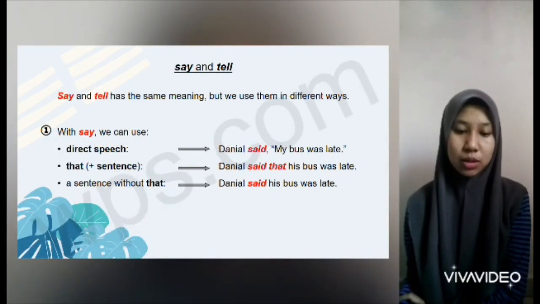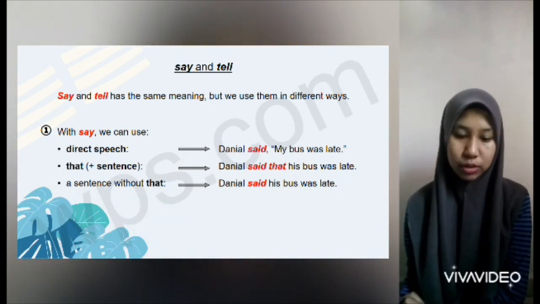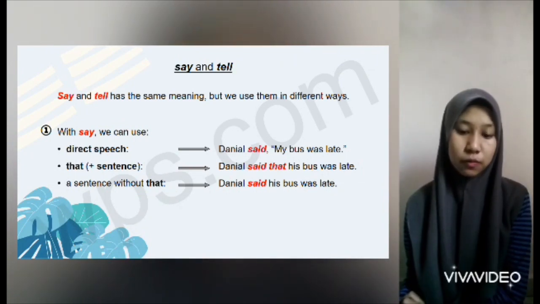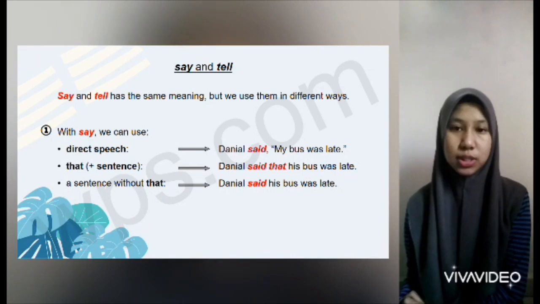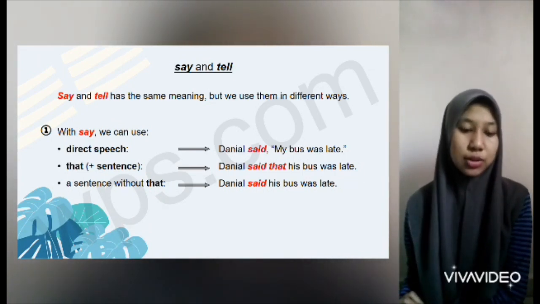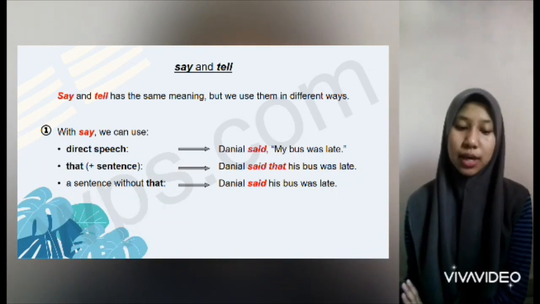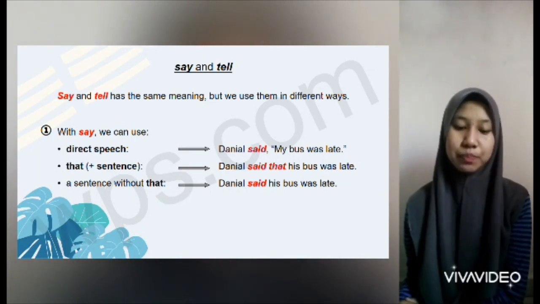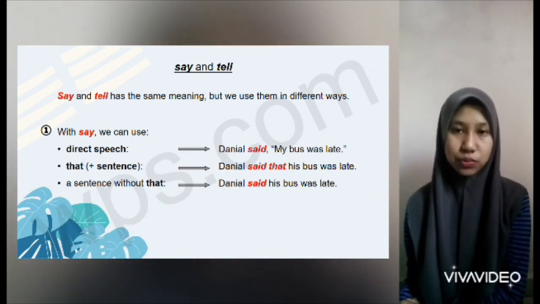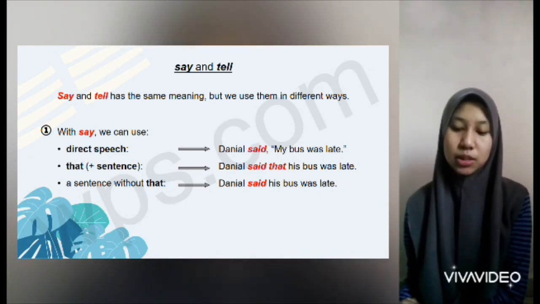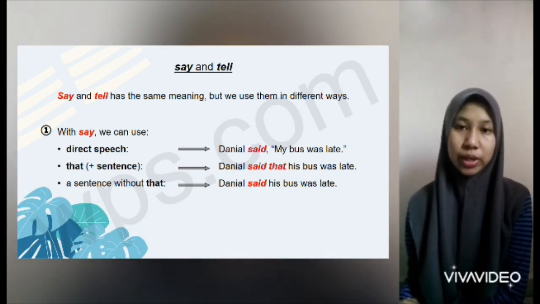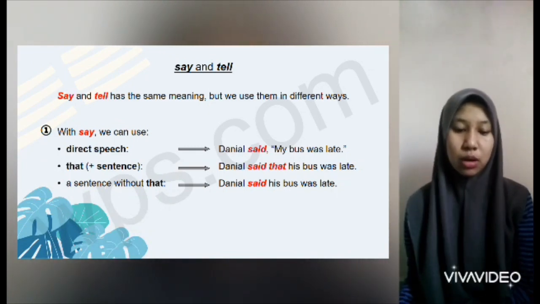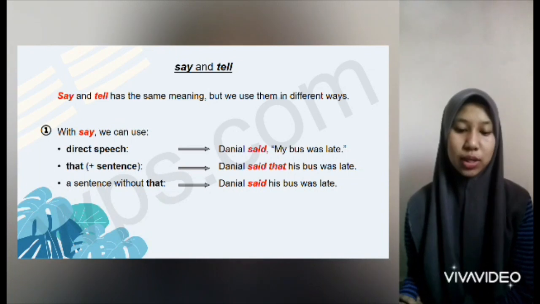Say and tell. Say and tell have the same meaning, but we use them in different ways. With the word say, we can use direct speech. For instance, Daniel said, "My bus was late." And we also can use the word say in a that plus sentence. For example, Daniel said that his bus was late. And the last one, a sentence without that. Example, Daniel said his bus was late. So we can see the difference between the second one and the last one.